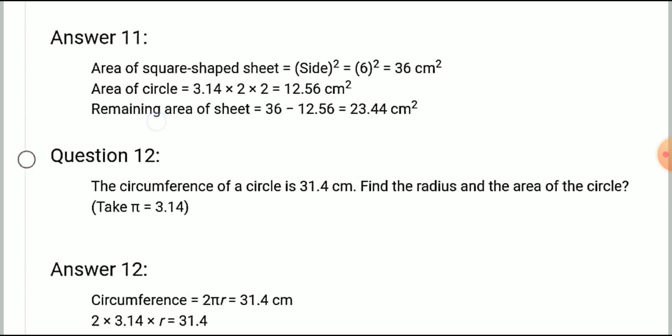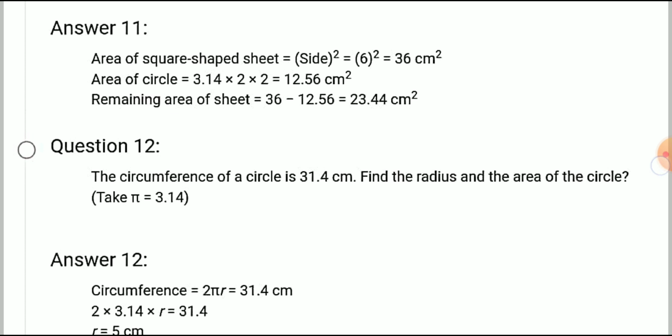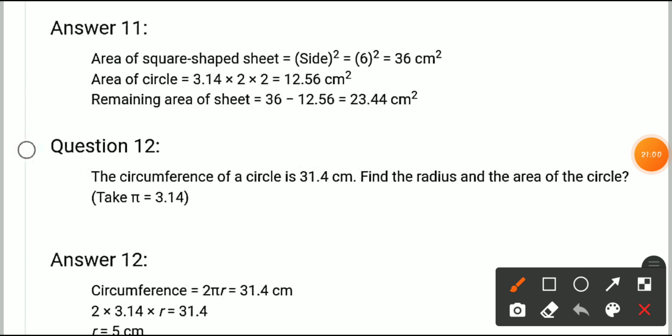Question number 12. The circumference of a circle is 31.4 centimeter. Find the radius and the area of the circle. This is also a very easy question. We are given the circumference and you need to calculate the radius. So here you have to do this question very intelligently.